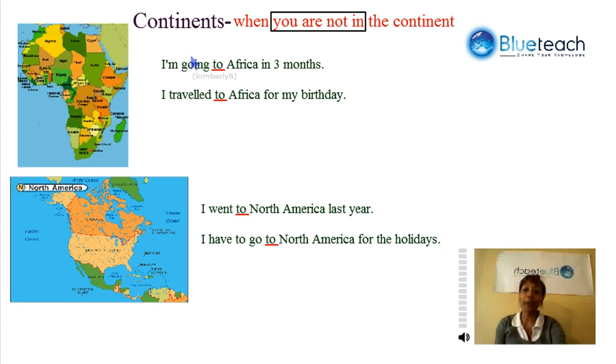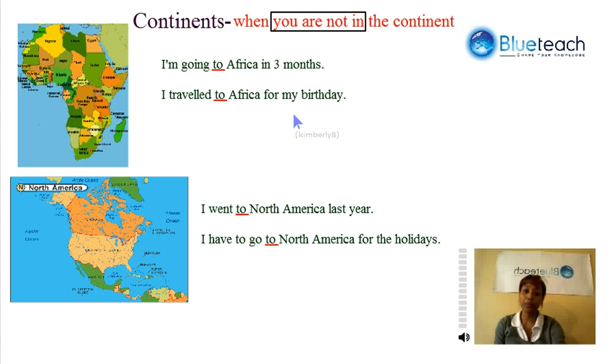When we're talking about continents and we are not in the country, but talking about going to the country or traveling to the country, then we use the preposition to. For example, I'm going to Africa in 3 months. I traveled to Africa for my birthday. We are not in the continent.